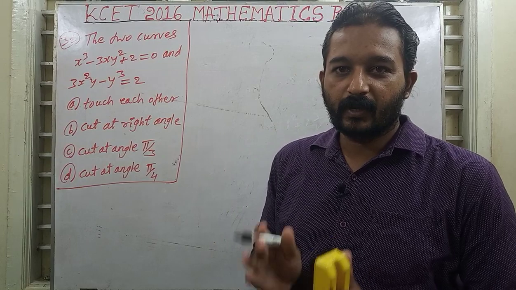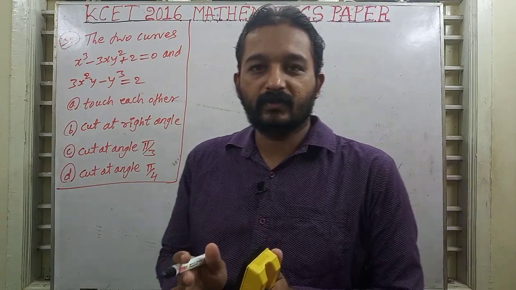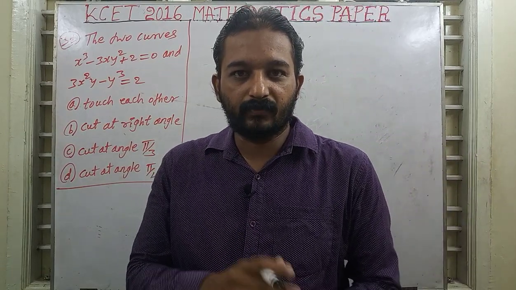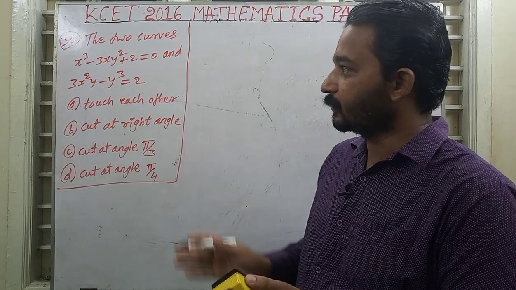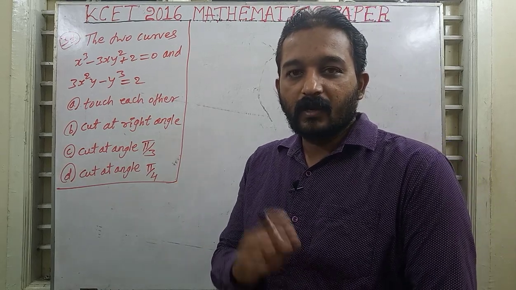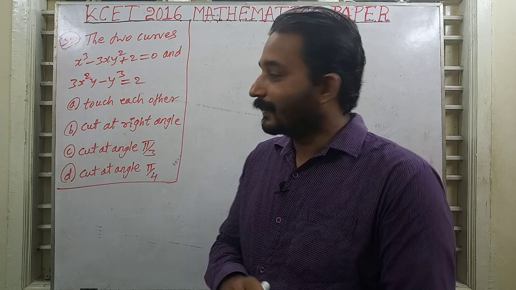So in this video I am going to solve KCET 2016 mathematics paper part 4, from question number 31 to 40. So now let us move on to the first question. Let us see the question.